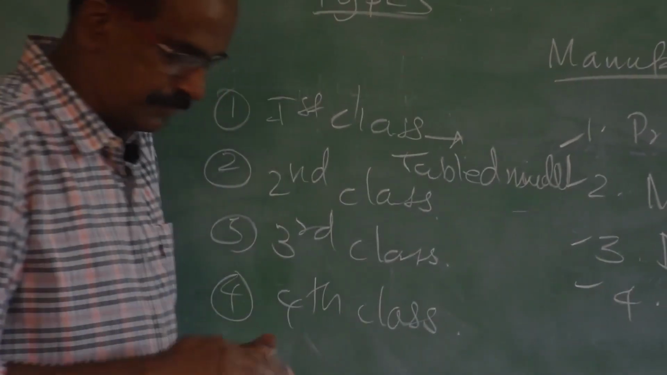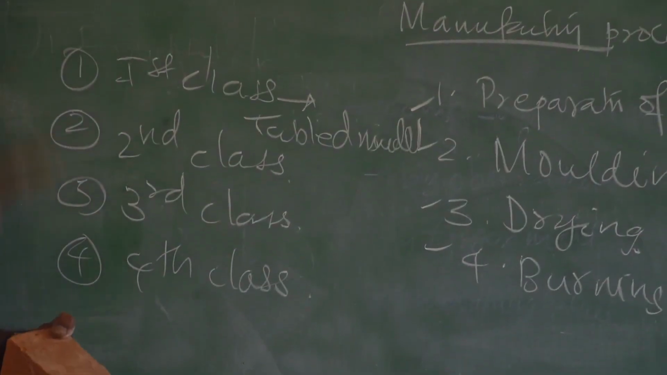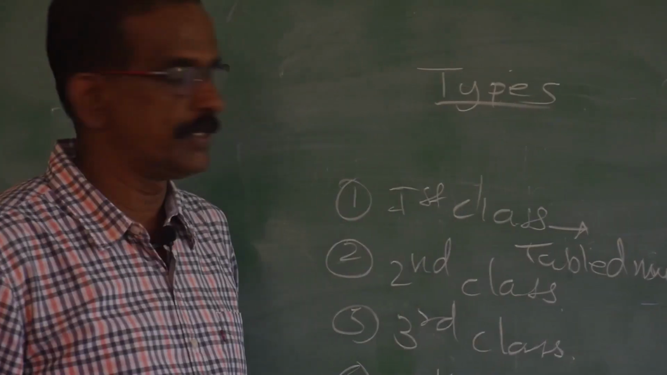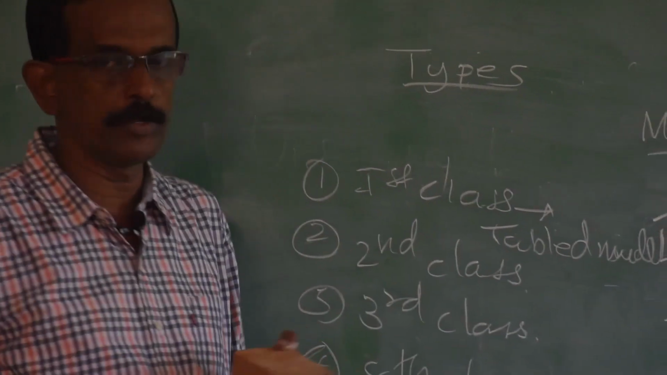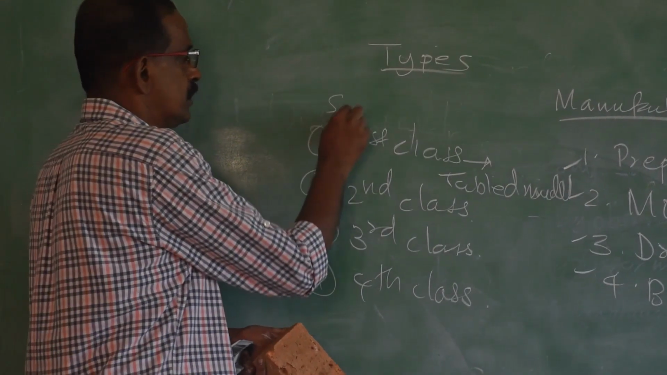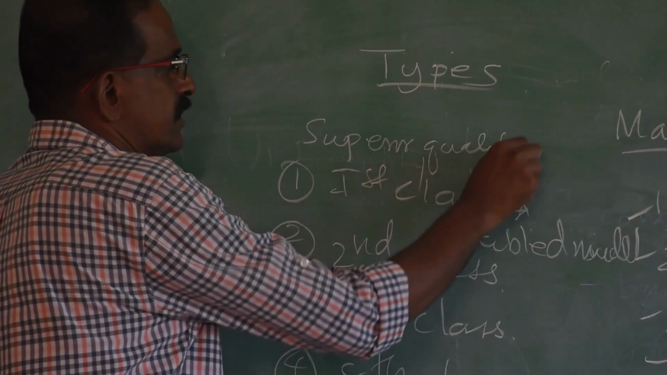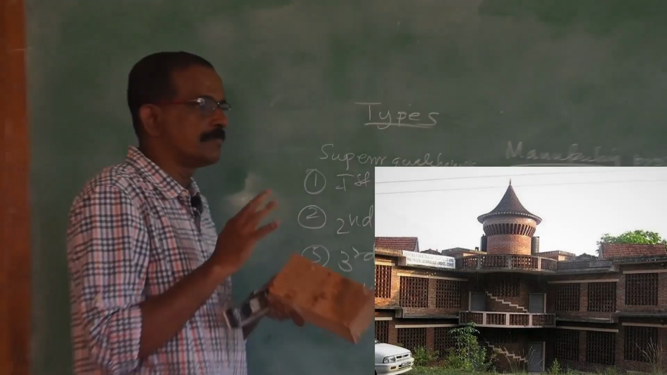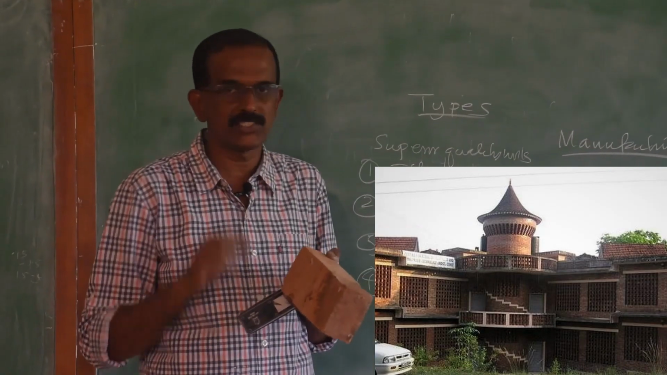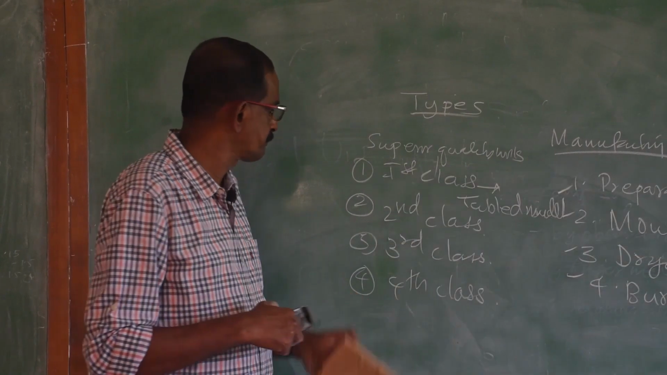So, that is why the surfaces are smooth like this. Molding can be carried out with the help of a table or on the ground. So, first class brick is a table molded brick, surface is smooth. It is used for superior quality works. So, if you are constructing any building with a first class brick, you need not plaster the surface. So, that is the advantage of first class brick.